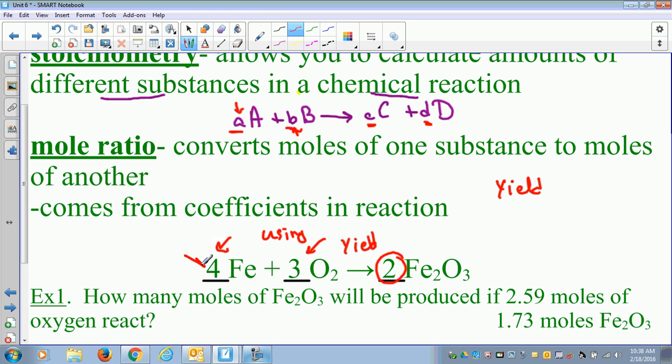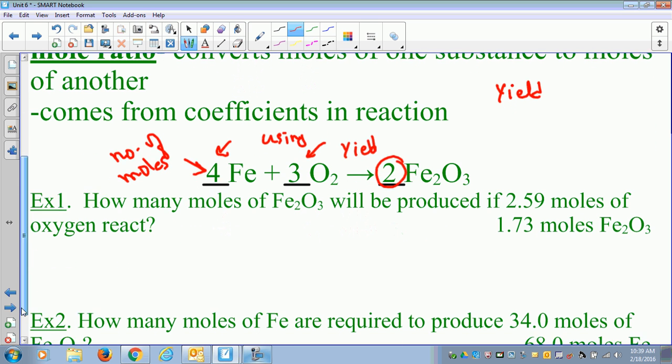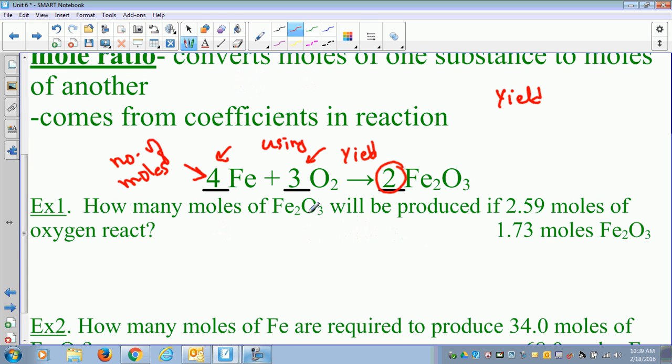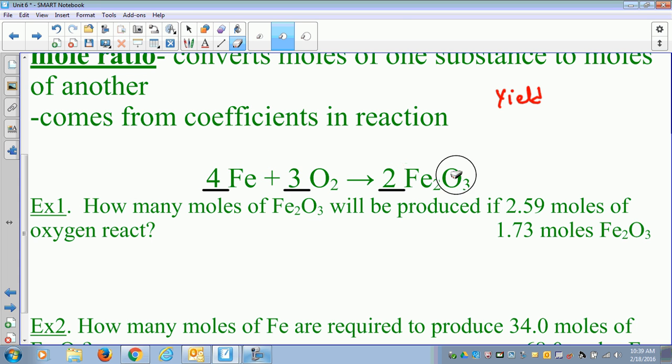So this number, the coefficient, is the number of moles. The molar ratio is the easiest question because that information is right there. You don't have to calculate anything. So the question is saying, how many moles of iron trioxide. This is how you're going to do this. Pay attention. This is the easiest way to learn stoichiometry. You will not learn this process anywhere else.